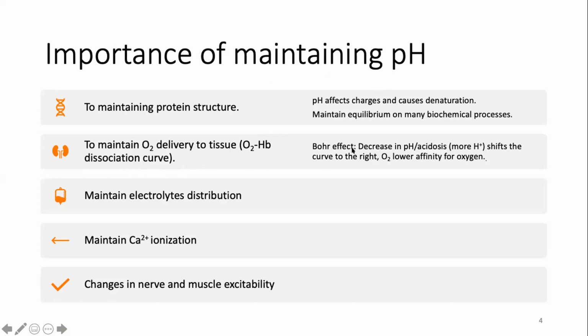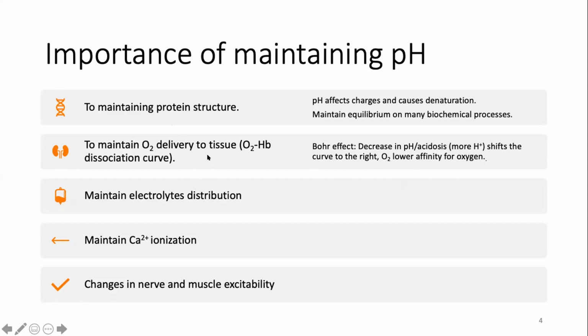I hope you got to learn this with Dr. Rosina earlier. The Bohr effect says that when your body is in acidosis, or when there is a decrease in pH, the oxygen-hemoglobin dissociation curve will shift to the right, which then lowers the affinity of the hemoglobin for the oxygen.